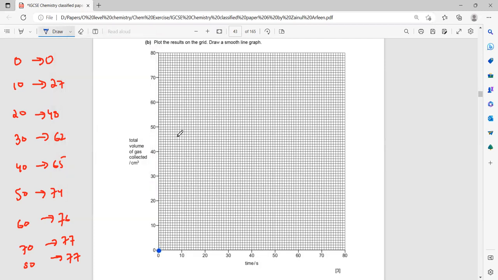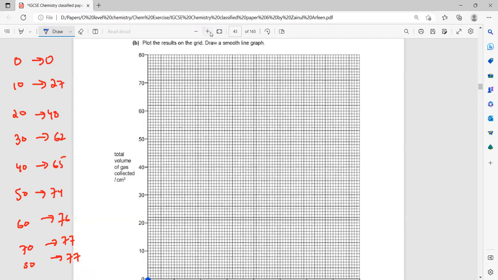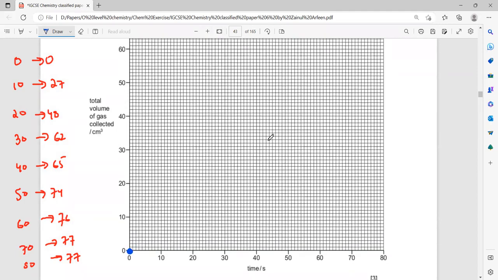So first we have 0 and 0. The next one is 10 and 27. So this one is 10 and 27. Then 20 and 48. So this one is 20.